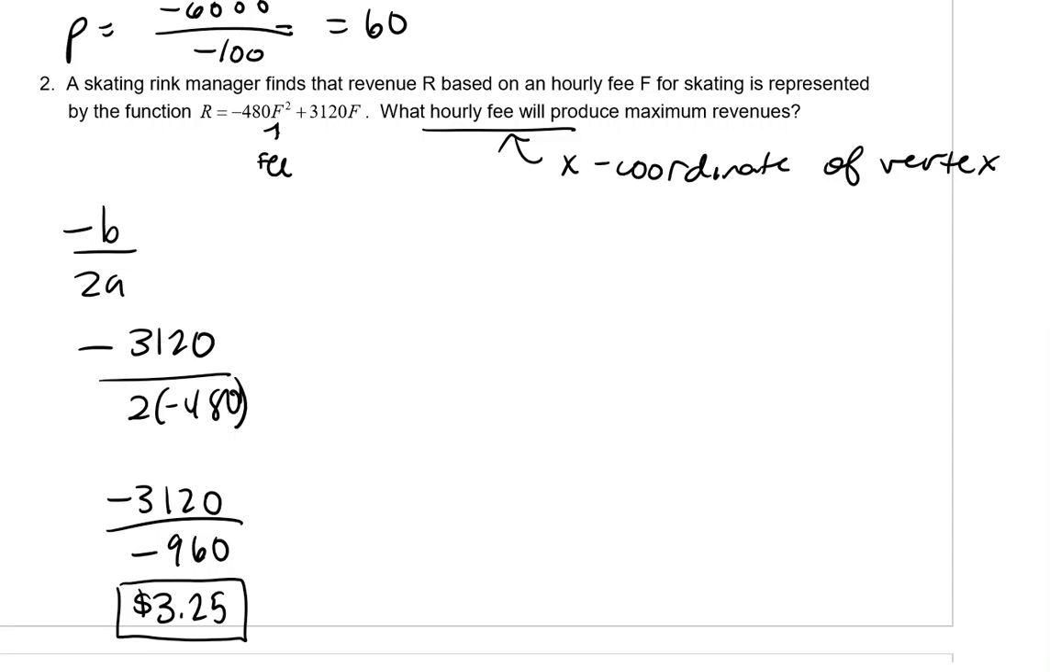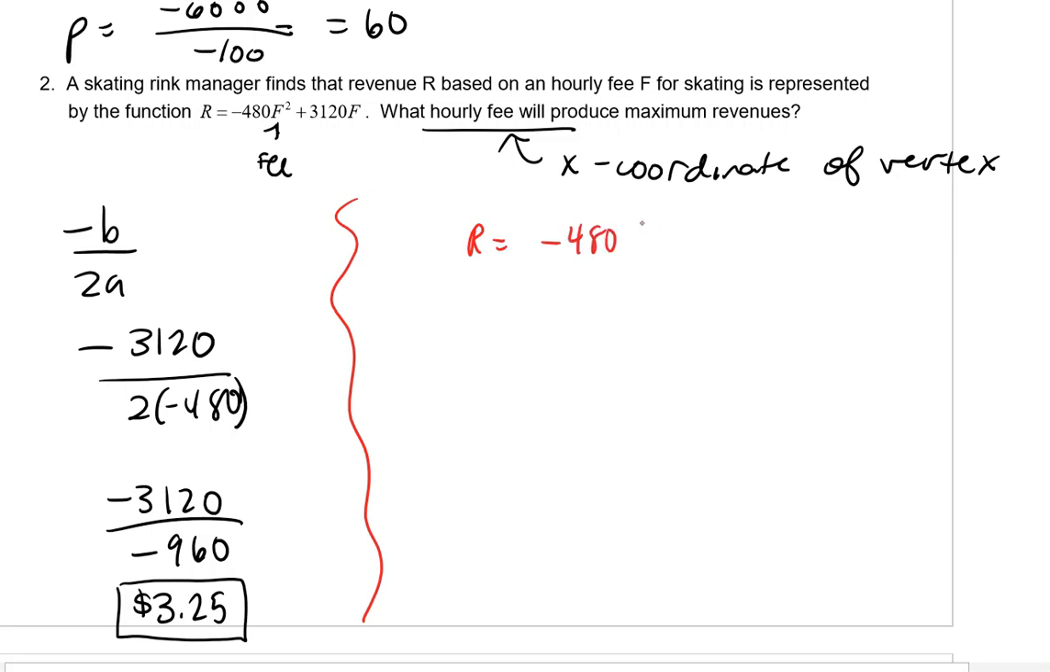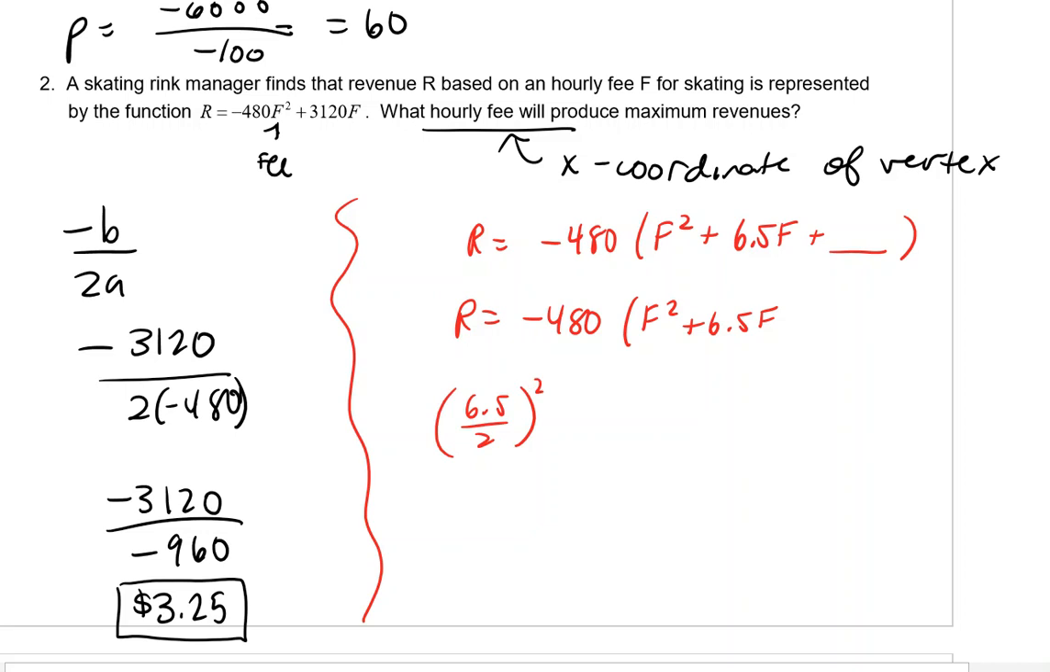Okay. If I wanted to do it by converting to vertex form, I'd have R equals, factor out that negative 480, x squared plus 6.5 x, and so on. See how this is longer? But nice to tie into what you were doing.